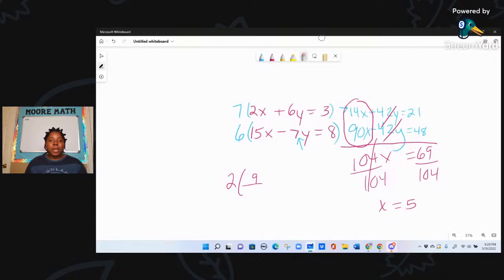We would just go back to the original equation, and you can choose anything. I like the smaller numbers, so that's why I'm going with this. But let's say the answer was 5.